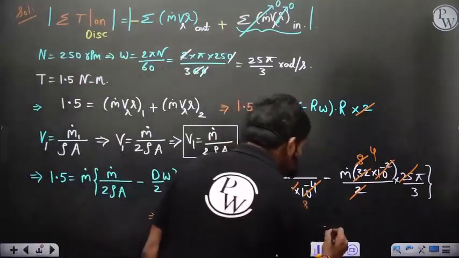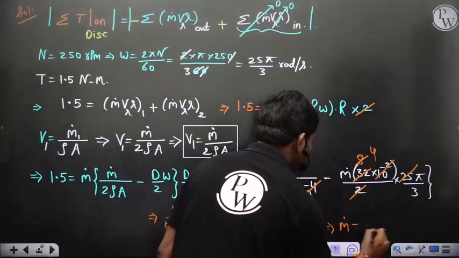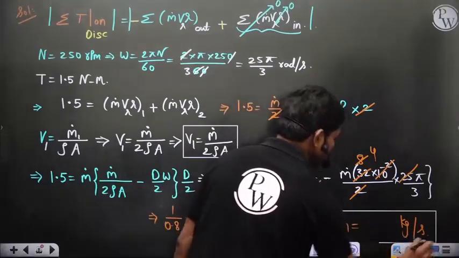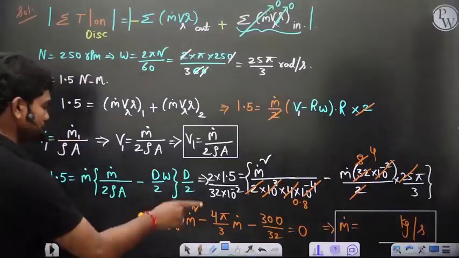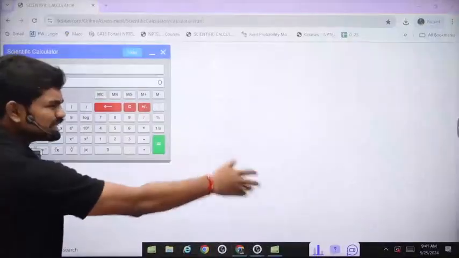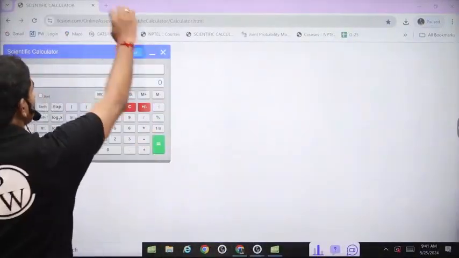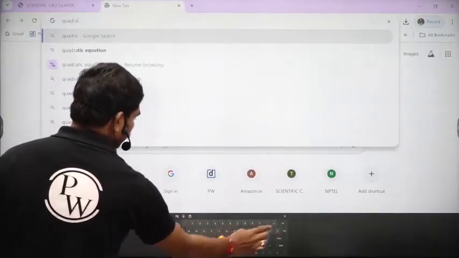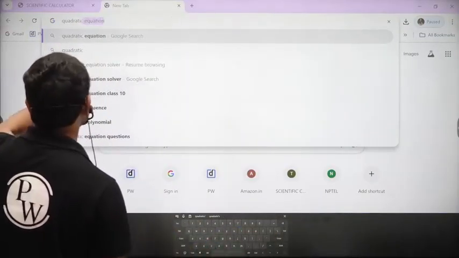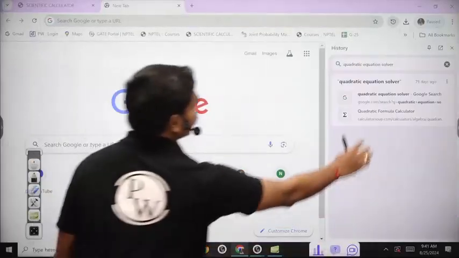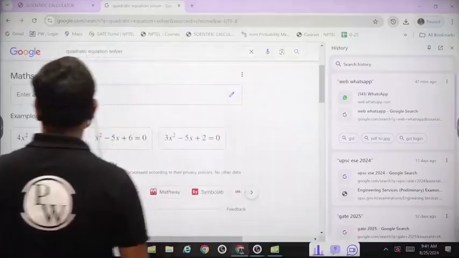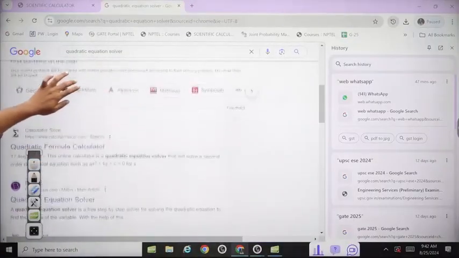So let's see what is the value of m dot in this case. Kgs per second. So m dot is some kgs per second. So if you simplify this, let's take a quadratic. I can apply minus b plus or minus all these things, but I'll use a solver directly. Okay, so quadratic equation solver. Okay, so let us use this quadratic equation solver.